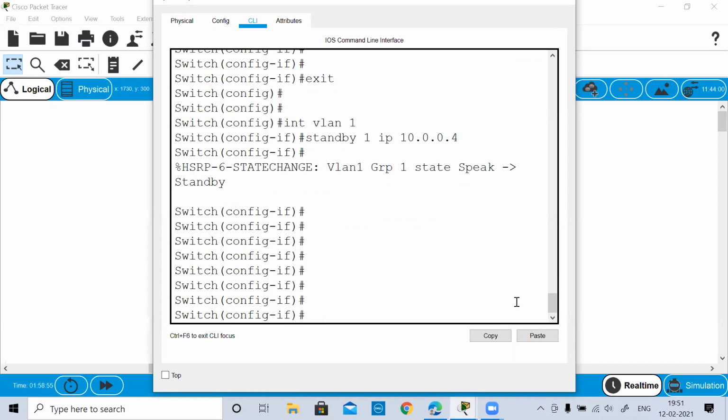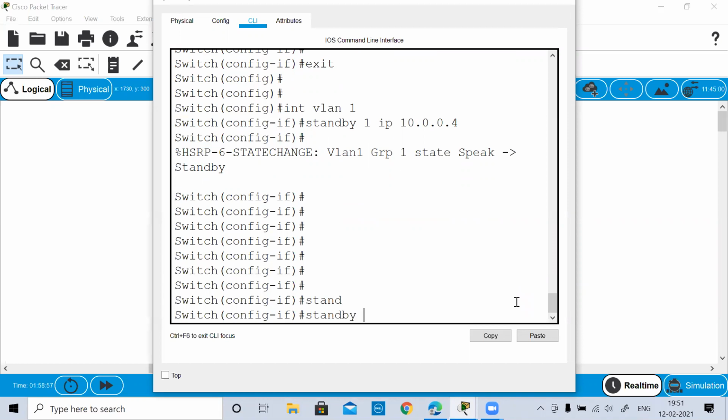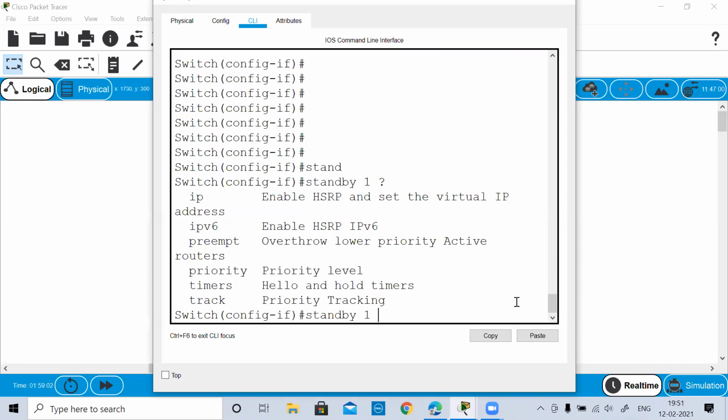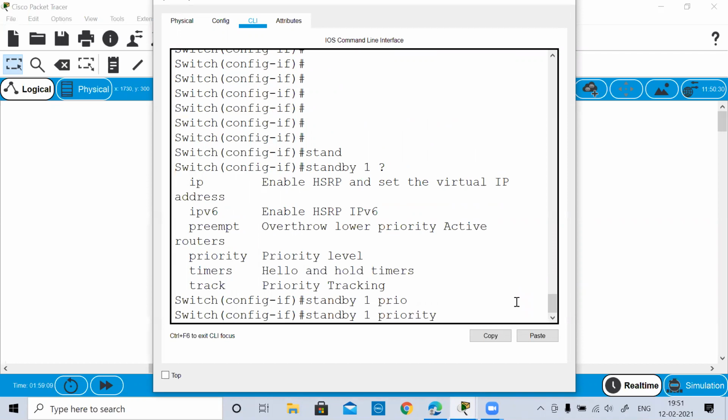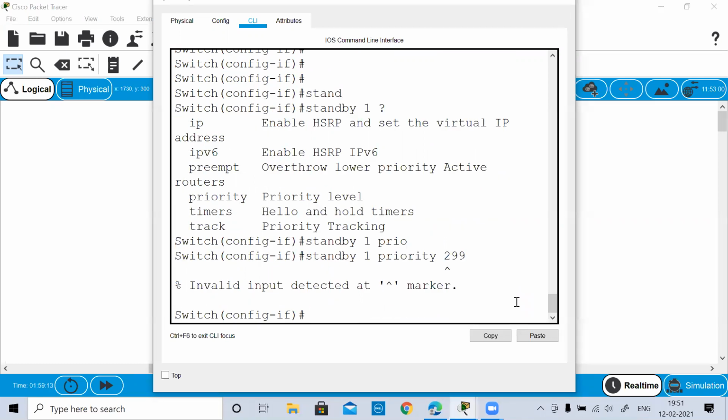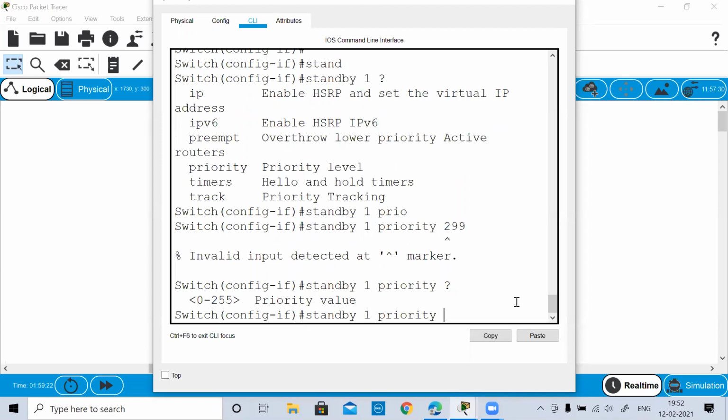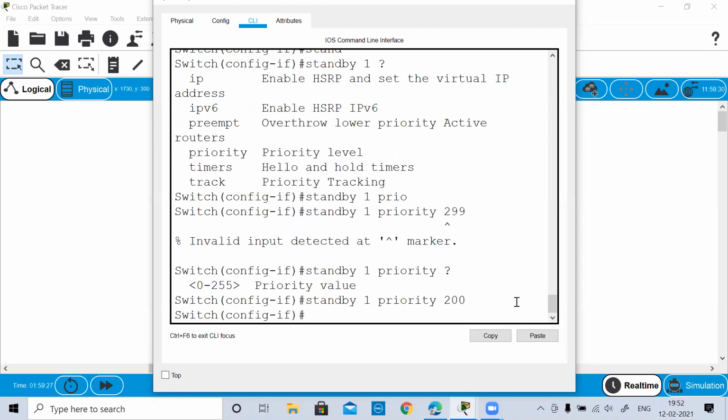So even if I go and change the priority, what you have to do is standby 1, you see the question mark, you will get the command priority, and default was 100, so let us make it more than that, 200 or 299, whatever it is. Okay, just a minute. What value can I give? Okay, 0 to 255, sorry. So let it be 200.